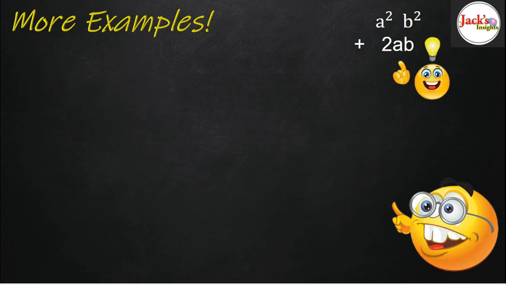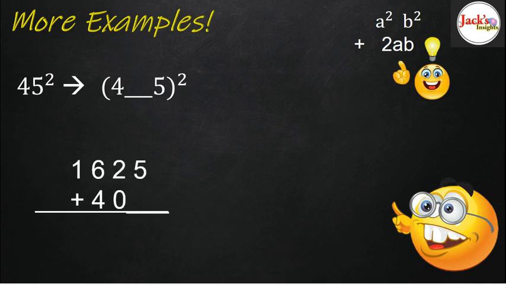Another example, puno pa kitag example. We have the square of 45. Okay, so same process, separate 4 and 5. The square of 4 is 16. The square of 5 is 25. Then the product of 2AB, that is A times B. So 4 times 5, 20 times 2 is 40.